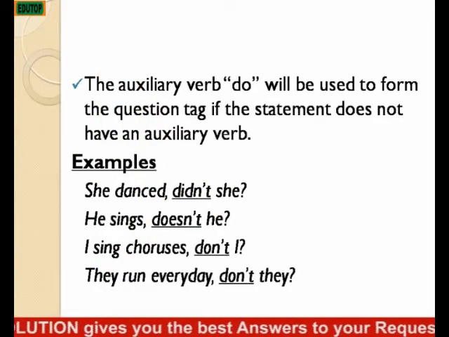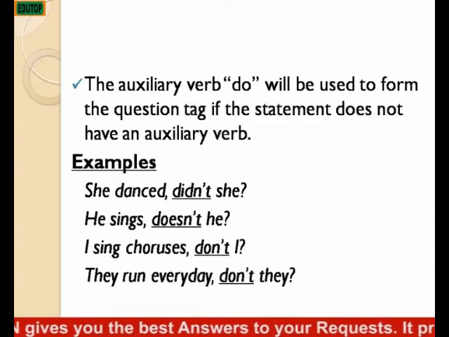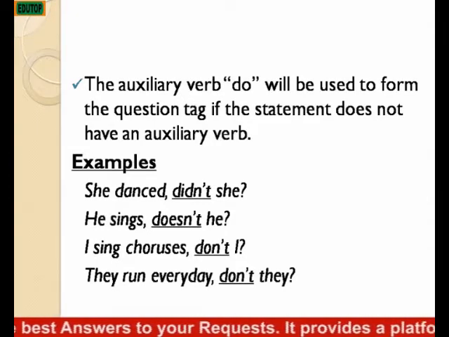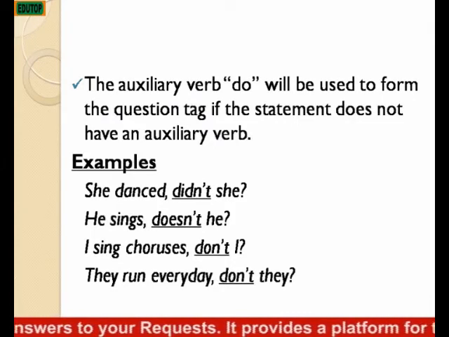Another rule states that the auxiliary verb do will be used to form the question tag if the statement does not contain an auxiliary verb. Examples: she danced.